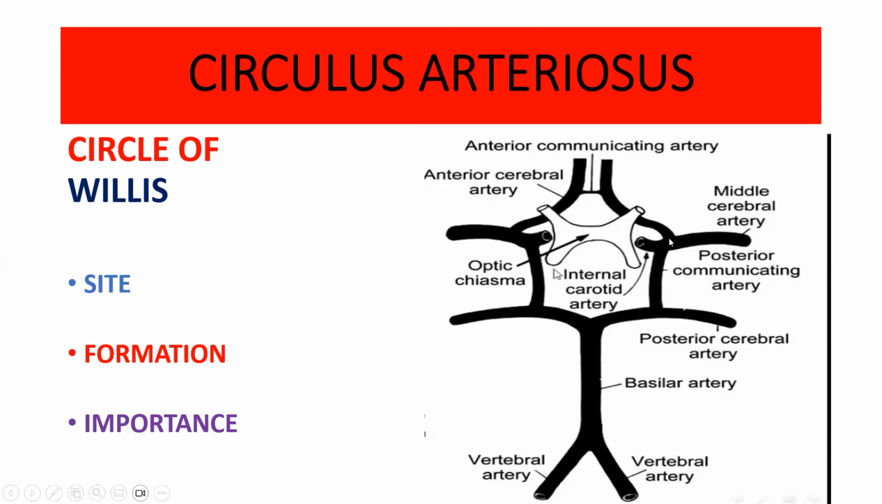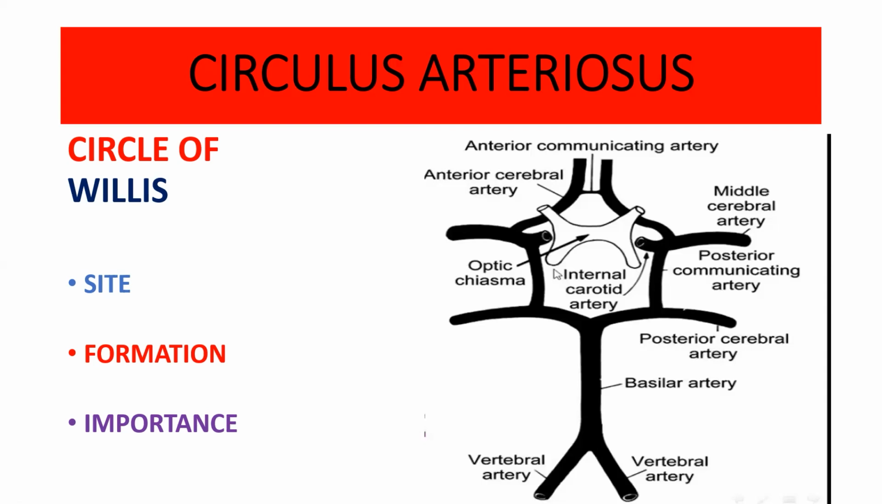And you can see the branches of the internal carotid artery, which are the anterior cerebral arteries, this one and the other one. The two anterior cerebral arteries are joined by the anterior communicating artery. Now you can see that there's another branch of the internal carotid artery, which is the middle cerebral artery. This artery is not considered to be part of the Circle of Willis. It's actually outside the Circle of Willis. So basically, that is the formation of the Circle of Willis.